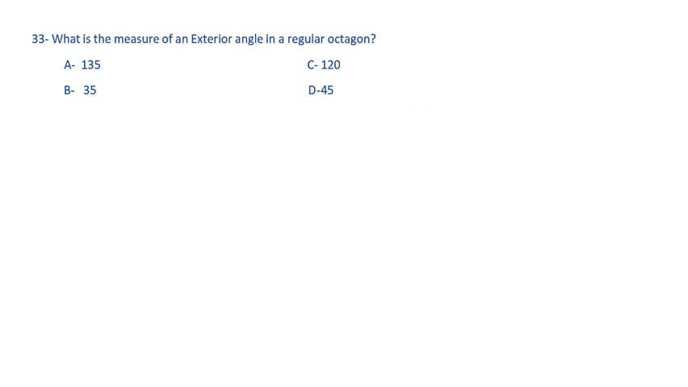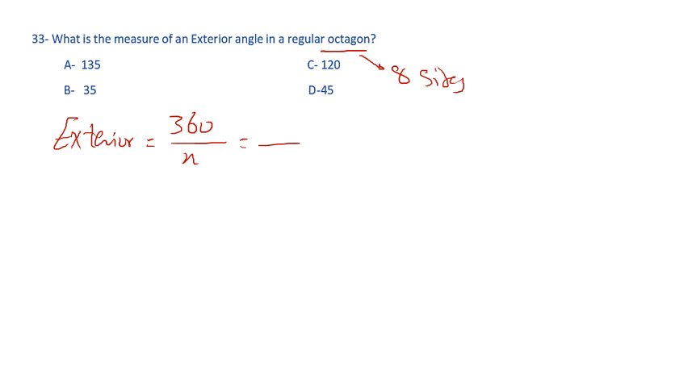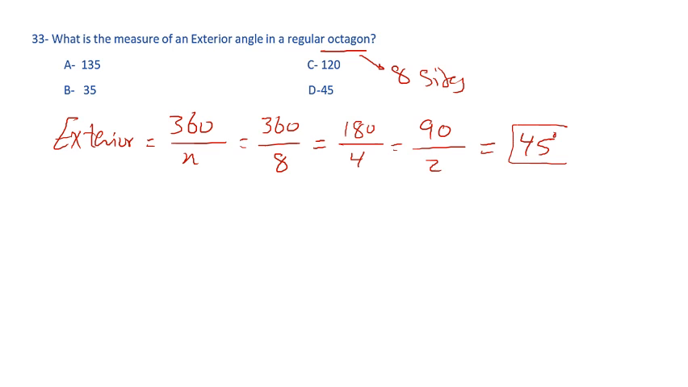What is the measure of an exterior angle of a regular octagon? Octagon has 8 sides. And the measure of the exterior angle of any regular polygon is equal to 360 divided by the number of the sides. So 360 divided by 8: divided by 2 is 180, divided by 2 is 90, divided by 2 is 45. Why did I do it like this? For the students who are not allowed to use a calculator. So the answer is 45.